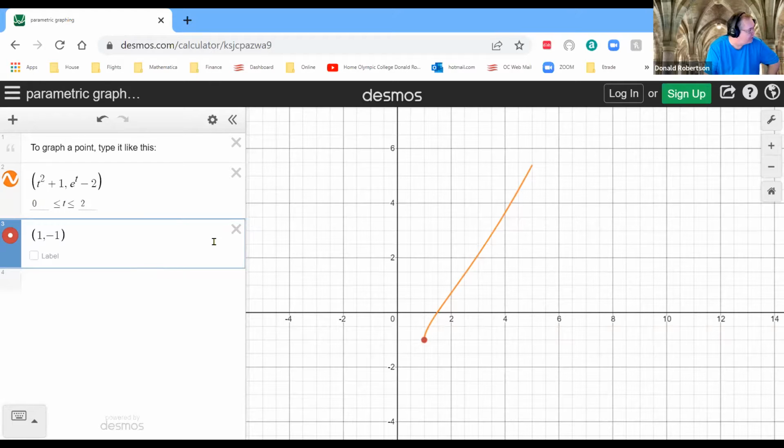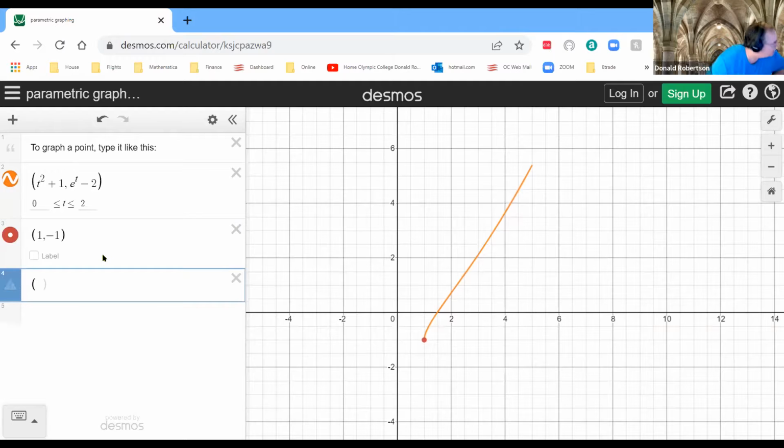Now, where's t equals 2? I should be able to just go here and plug in the value of the function at 2. 2 squared plus 1 gets me 5. And e squared take away 2 is the other guy. And not a surprise, can you see it's at the end? So if you were doing the orientation, wouldn't it go from red dot to blue dot with a little arrow?